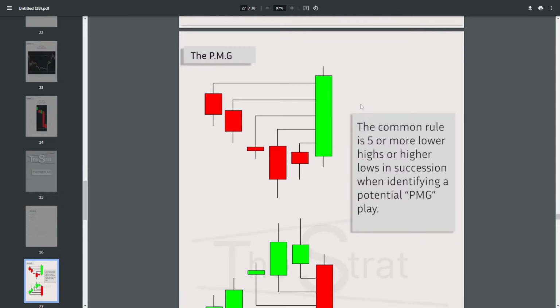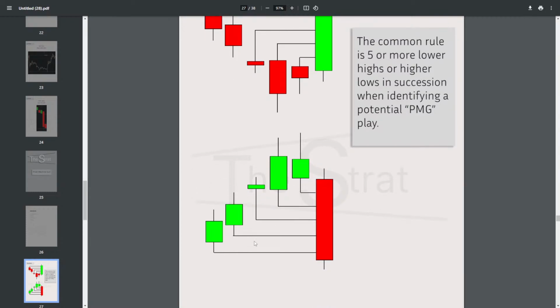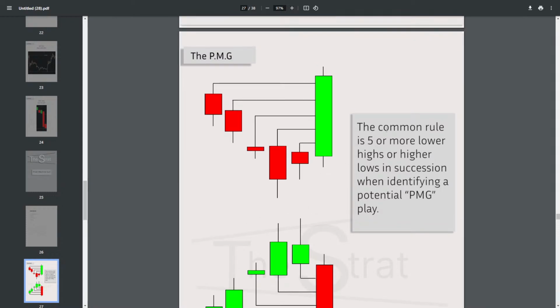So the PMG, also known as the pivot machine gun. What you're going to notice is we have multiple lower highs or multiple higher lows in a row. The common rule that we use is 5 or more lower highs or higher lows in succession, back to back. And this is when identifying any potential pivot machine gun play. So you'll see here, lower high, lower high, lower high, lower high, lower high. That's 5 of them.